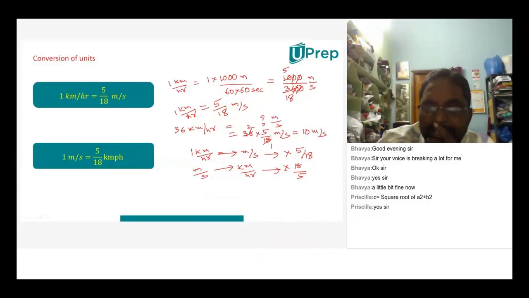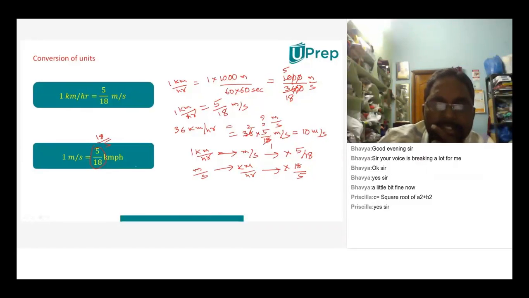If meter per second is given and you want to convert it into kilometer per hour, definitely you have to divide it by 5 by 18. So dividing, if you write in multiplication manner, you have to multiply with 18 by 5. So what I wrote here will be wrong. 1 meter per second is equal to 18 by 5 kilometer per hour. It is not 5 by 18. Okay, 18 by 5 kilometer per hour.